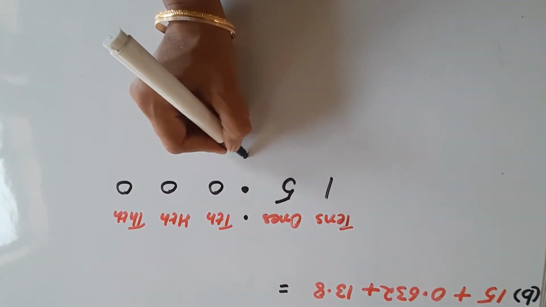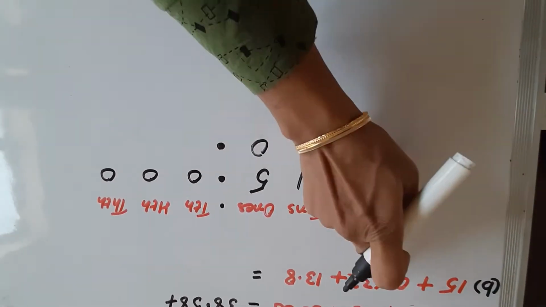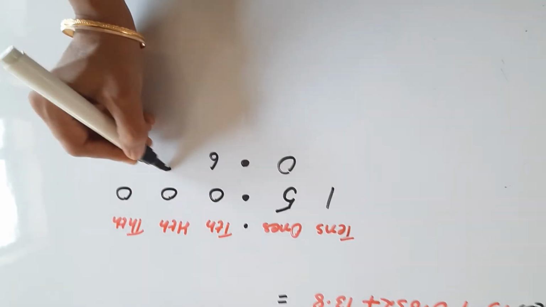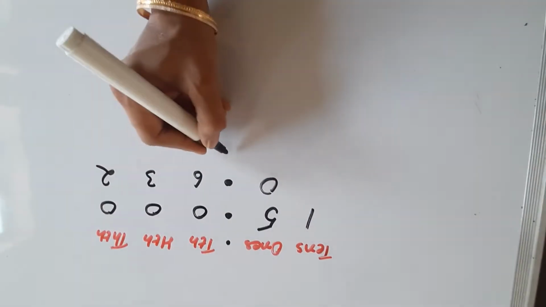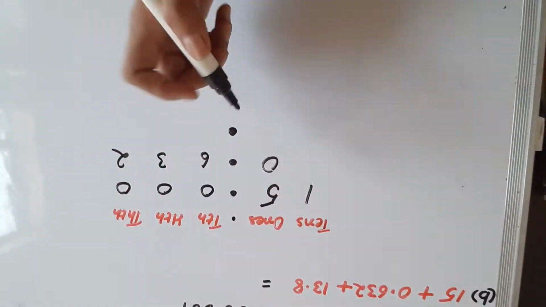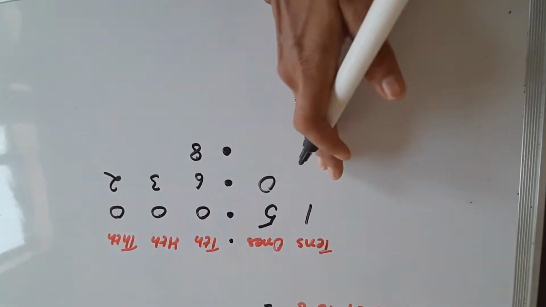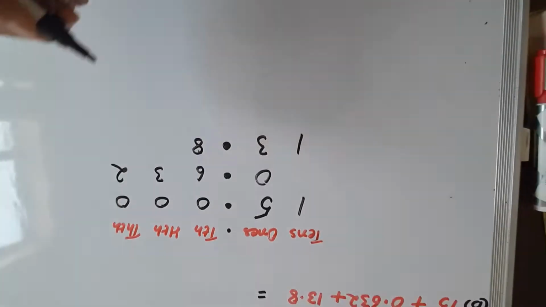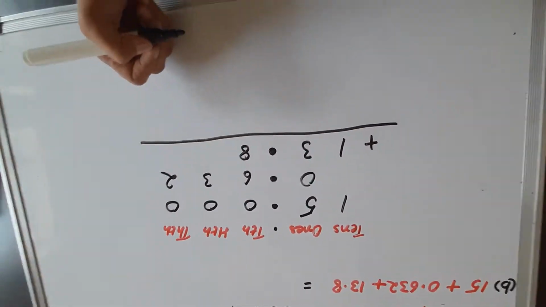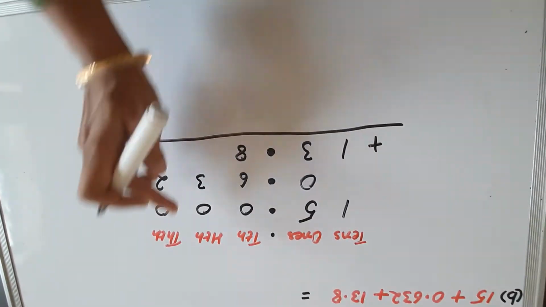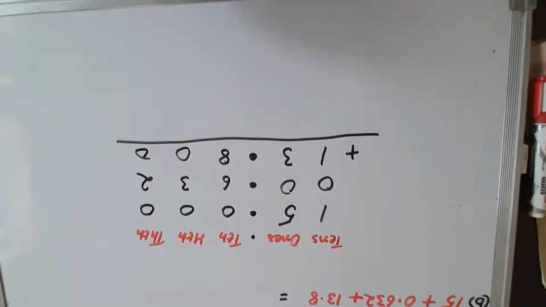0.632. Let us first place the decimal. So on the left we have a 0, on the right 632. Then third, 13.8. So point under the point, 8 on the right side, and 13 on this side. So let us add this. You can directly add them, or you can place the blanks by the zeros.